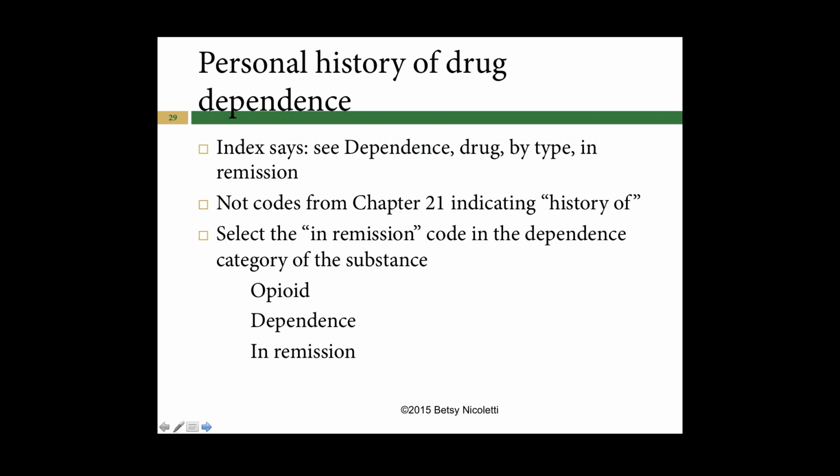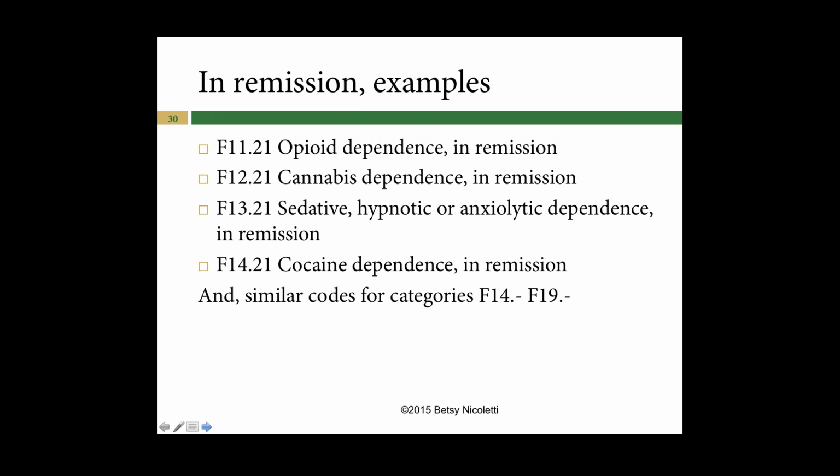If you're treating patients for opioid dependence, then you want to use a specific code for that. They're going to be dependent, so you're going to use opioid dependence, and then uncomplicated or with specific complications, or in remission if they're in remission. So here are some in remission examples: opioid dependence in remission, cannabis dependence in remission. We have one for every type of substance. Most of us don't have this level of detail currently in our records.